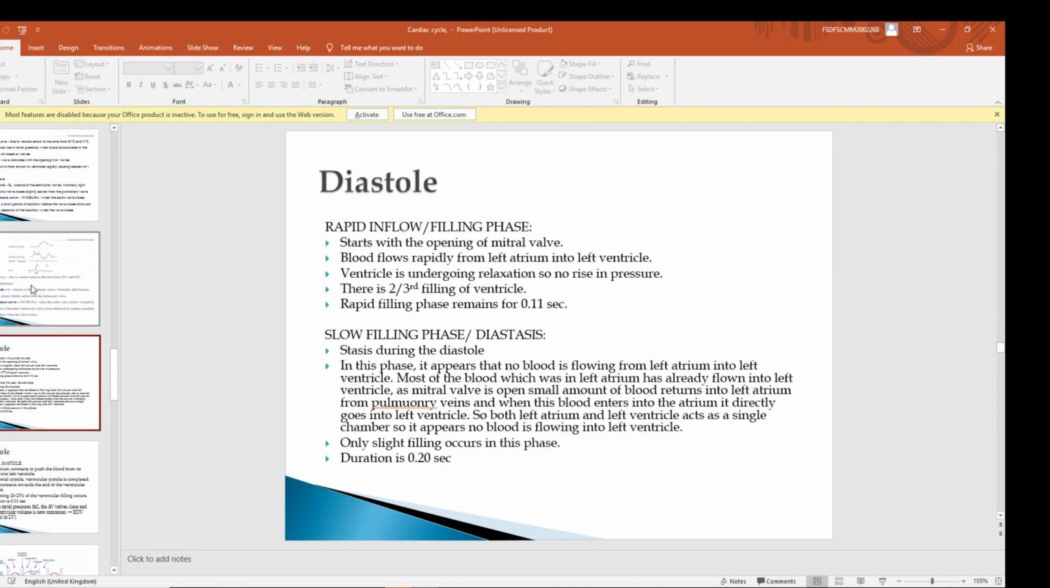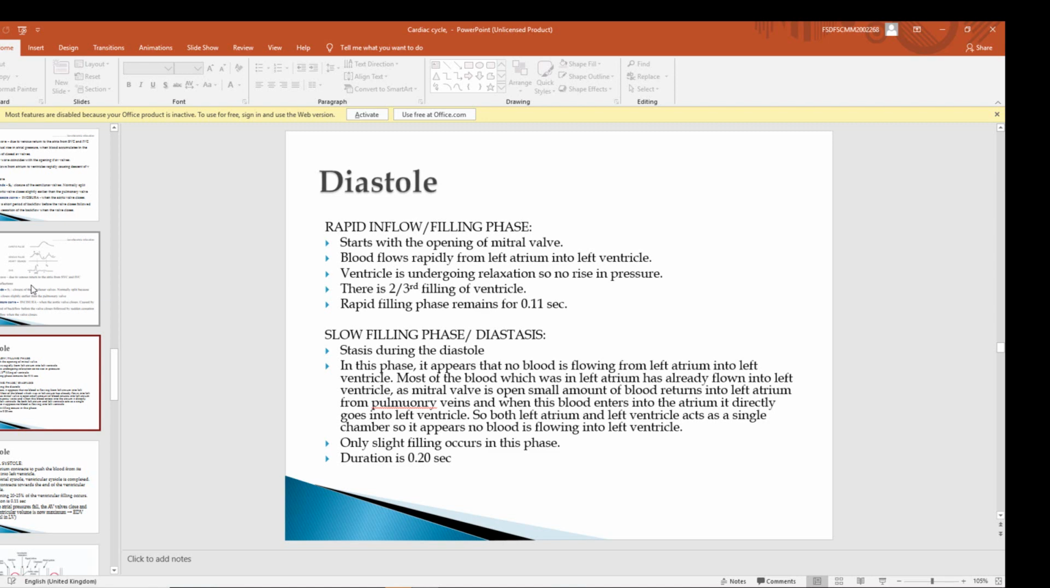Now we have the diastole. Diastole has two phases. There is a rapid inflow filling phase and there is a slow filling phase known as the diastasis. The rapid inflow or filling phase starts with the opening of the mitral valve. Now the blood flows rapidly from the left atrium into the left ventricle, and the ventricle is undergoing relaxation, so no rise in pressure. There is 2/3 filling of the ventricle. The rapid filling phase lasts for 0.11 seconds.